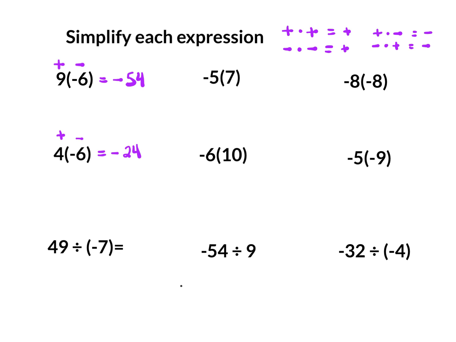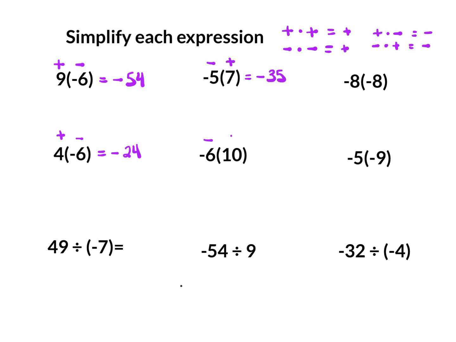Let's keep going across now and do the multiplication before we jump into that division. Negative times a positive, again, one of each. So my answer is going to be negative. But now I can just look at the constants, 5 times 7, and my answer is going to be 35, negative 35.